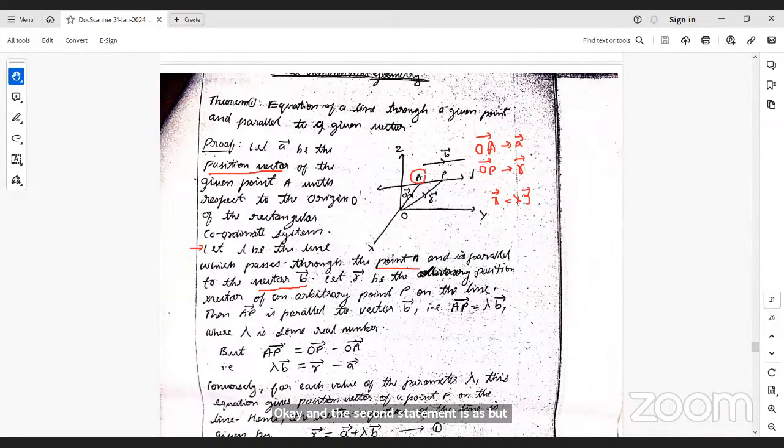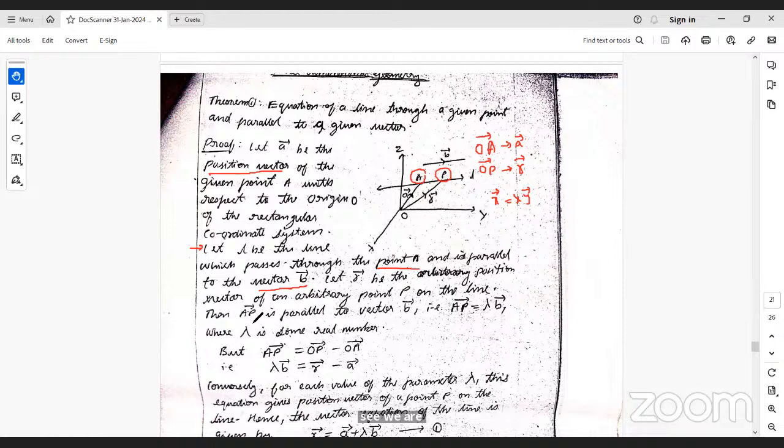Next, the third we are considering it. Let R be the position vector of an arbitrary point P on the line. So other than A, we are considering one more point, that is point P, and the position vector of this point P is R. Now we are joining AP.